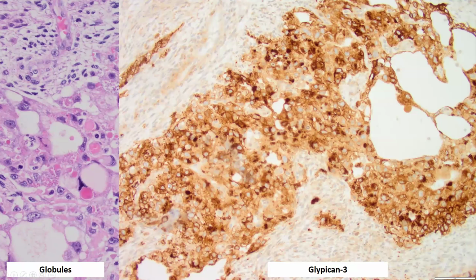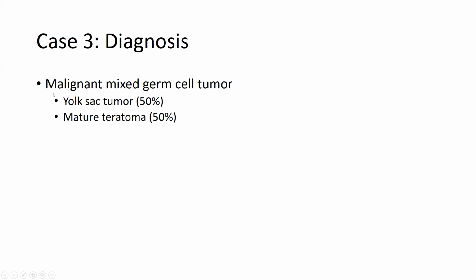So what diagnosis am I making? Oh, I see a diagnosis already. Yeah, very good. In the chat says mature teratoma with yolk sac component. So very good. So malignant mixed germ cell tumor. The yolk sac tumor in this case comprised about 50% of the lesion, and the mature teratoma another 50% of the lesion.